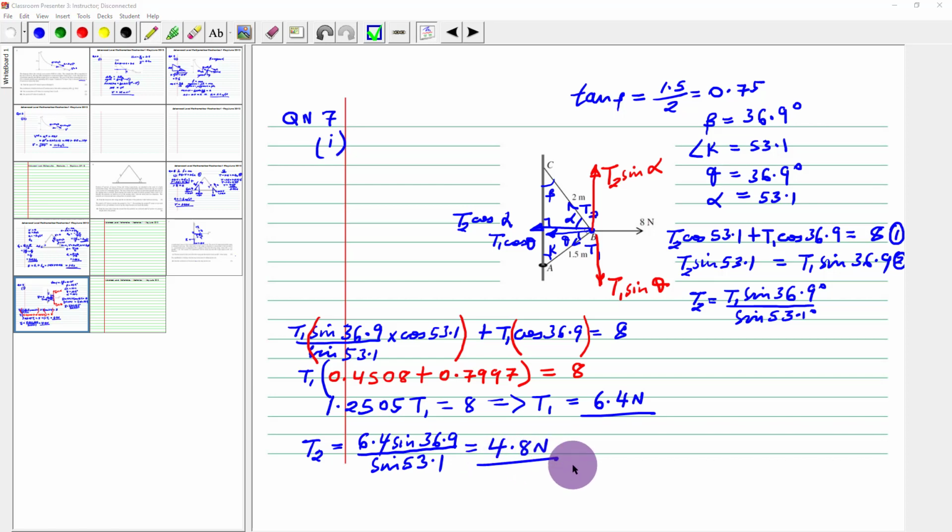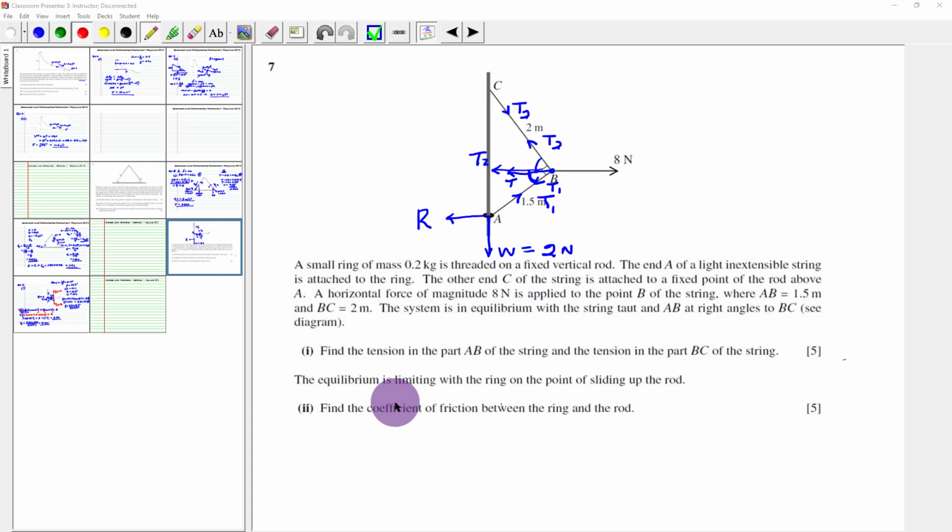And that is how we would work out part 1 of this question. Let's go to part 2. Now in part 2, we are told that the equilibrium is limiting with the ring on the point of sliding up the rod. That tells us that the friction force acting on this ring is vertically downwards, like that. And because it is limiting, it is equal to mu R.